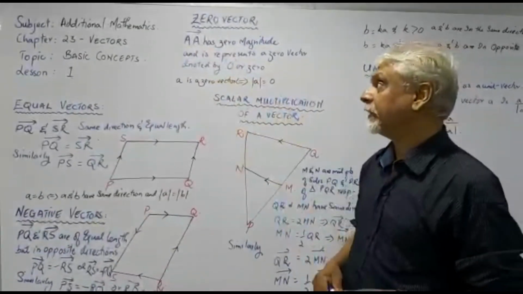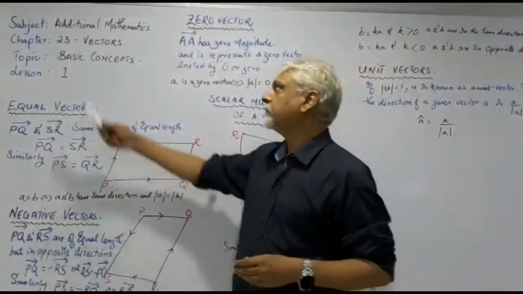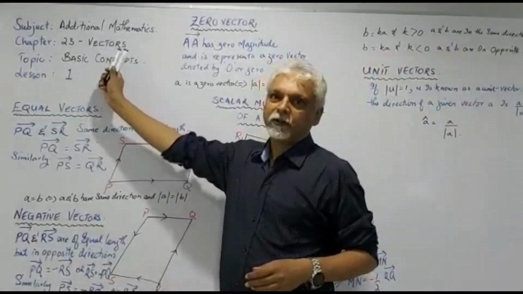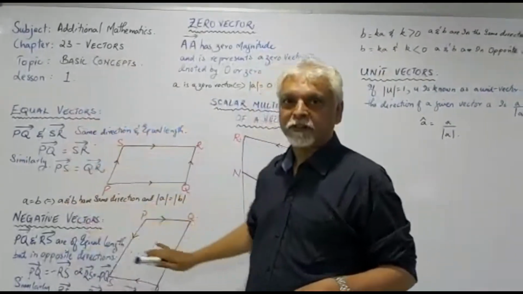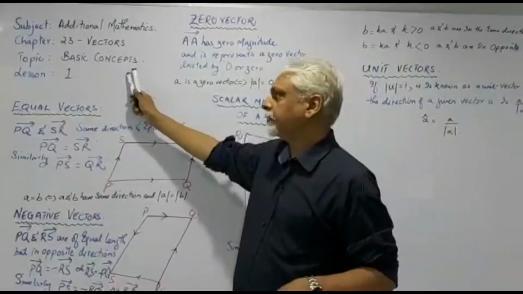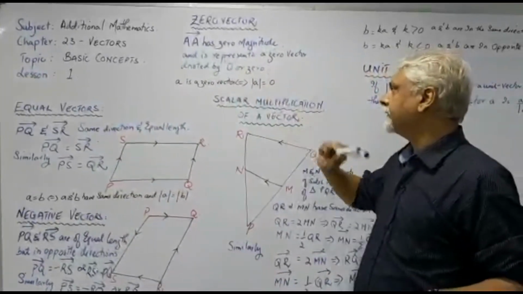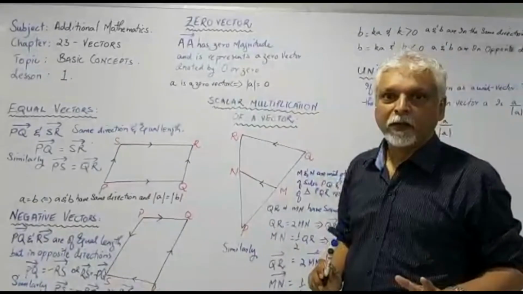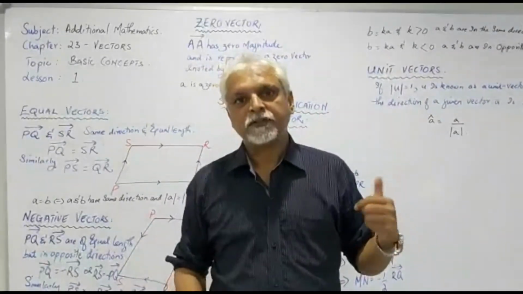This is the subject, and according to your textbook, today I will start with a new chapter, chapter 23, vectors. We'll try and cover all this in the first lesson: the basic concepts of vectors, that is equal vectors, negative vector, zero vector and scalar multiplication of vector. But before I start, let me just explain to you what is a vector.